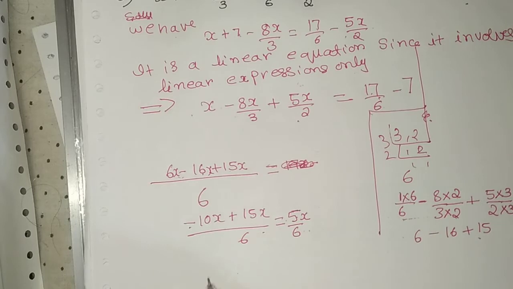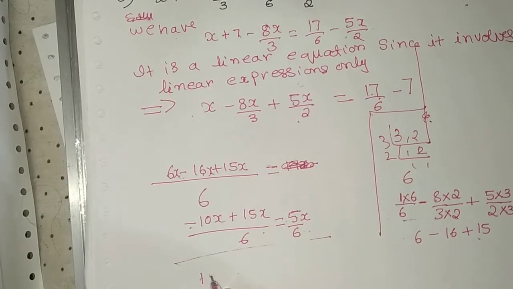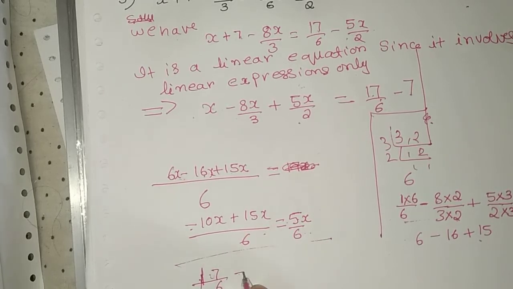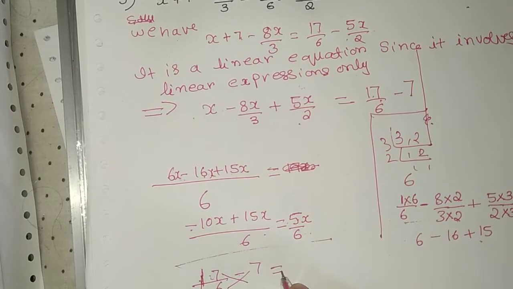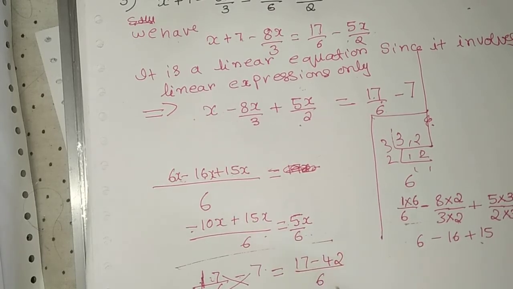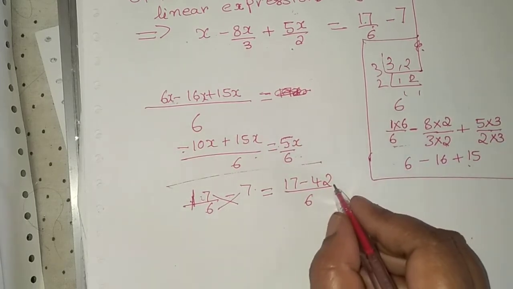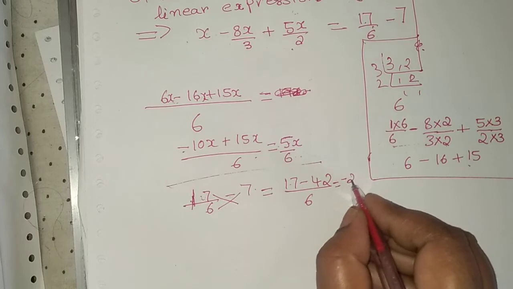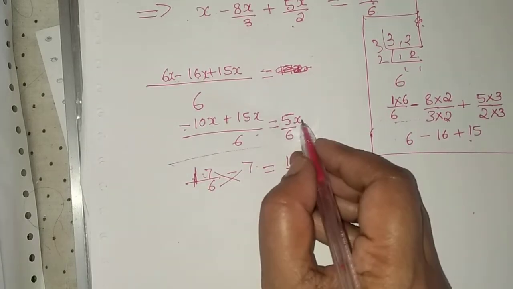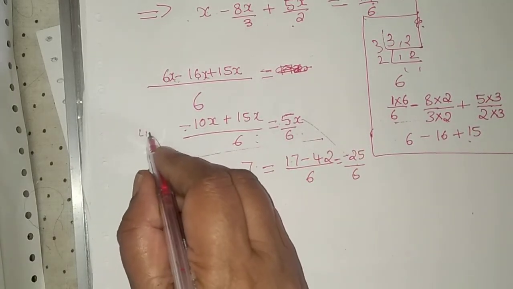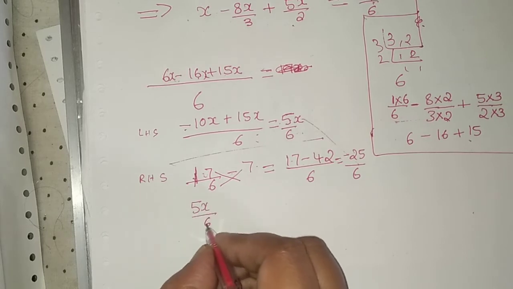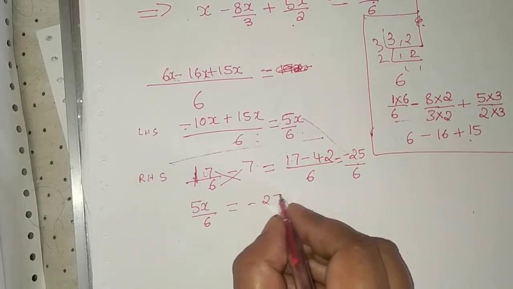So here, we finished this part, we finished LHS, we take RHS now, that is 17 by 6 minus 7. Cross multiply this, we get 17 minus 6 sevens are 42, by 6. Simplify this, we get 17 minus 42 is minus 25 by 6. So now equate these two. This is LHS and this is RHS. So equate these two, we get 5x by 6 is equal to minus 25 by 6.